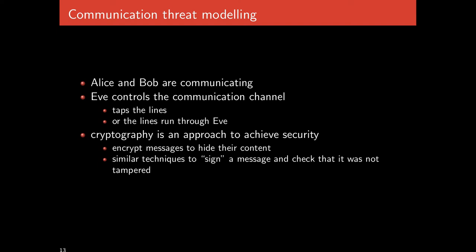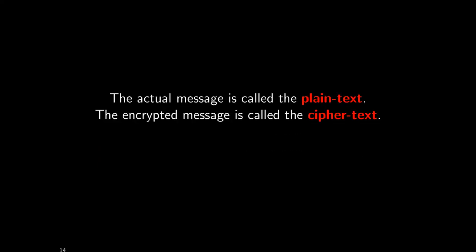Cryptography is the approach to achieve security despite this limitation, that Alice and Bob are communicating in the presence of an attacker, Eve. We use encryption to hide the contents of messages, thereby achieving confidentiality. And we have similar cryptographic techniques that allow us to sign messages digitally, which shows that they weren't tampered with. In this sense, Alice can send Bob a message and sign it so that Bob knows that Alice was the one who provided that message. The actual message is called the plain text, and the encrypted message is called the ciphertext.